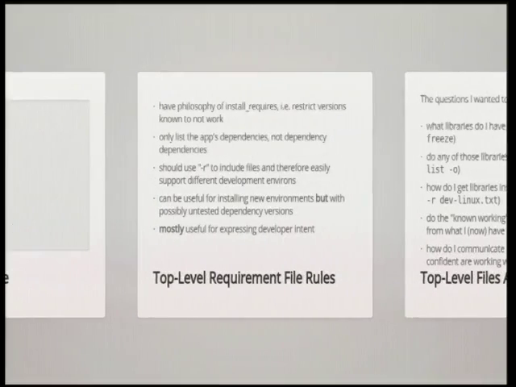We make a point, I guess I'll get to that here. So the install requires, as I said, has the same philosophy as the libraries. We're only specifying the versions we need and anything that's known not to work. So if there happens to be a buggy library out there, and from .1 to .13 it was broken, then you might put an exception in there for that. But otherwise, it's usually the bare dependency or a minimum version requirement. We only list the app's dependencies, not dependencies of dependencies. We use -r to include files and therefore easily support different development environments while not having a lot of duplication in our individual top-level files.